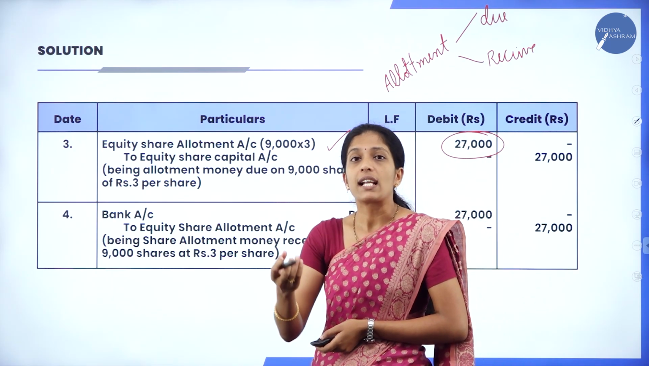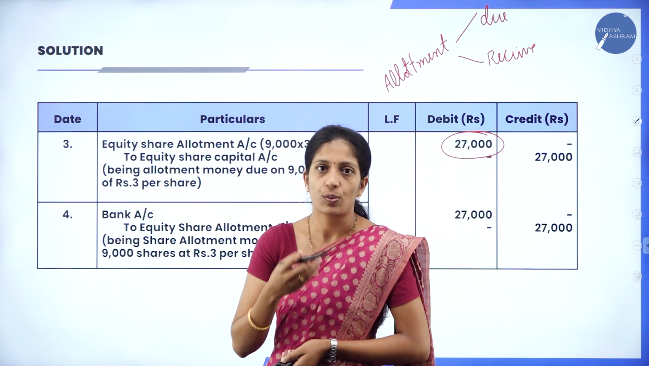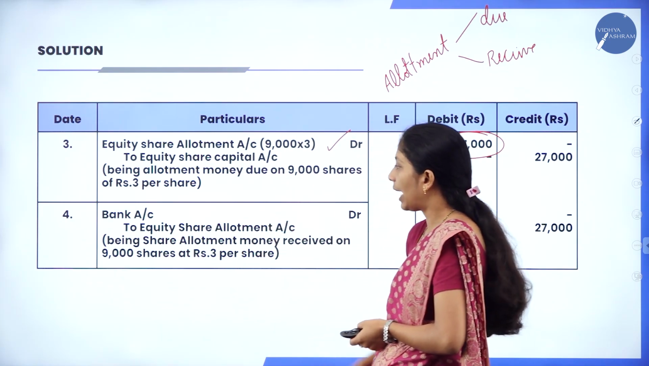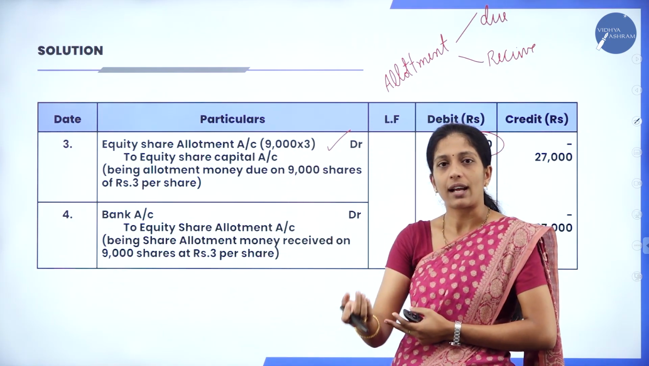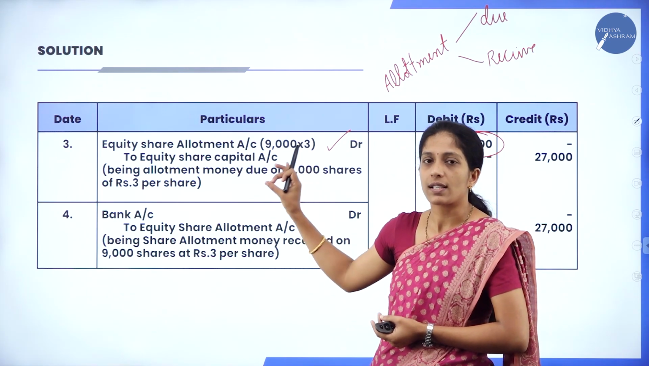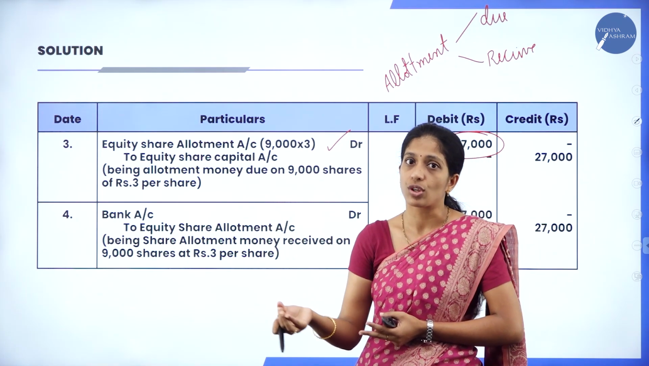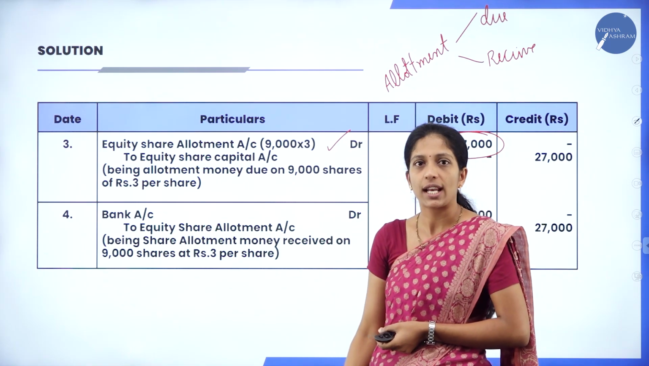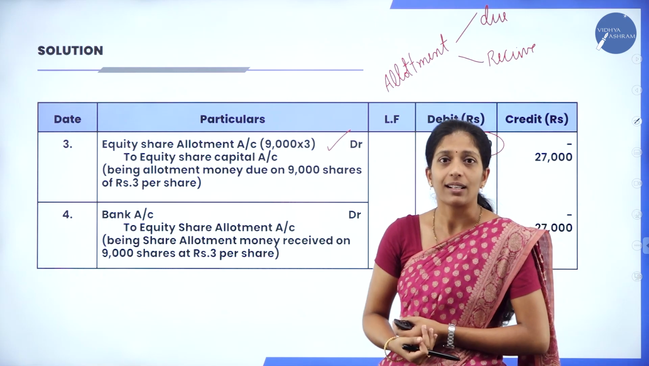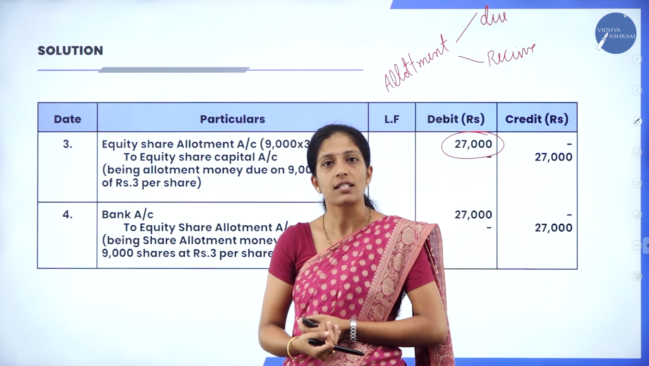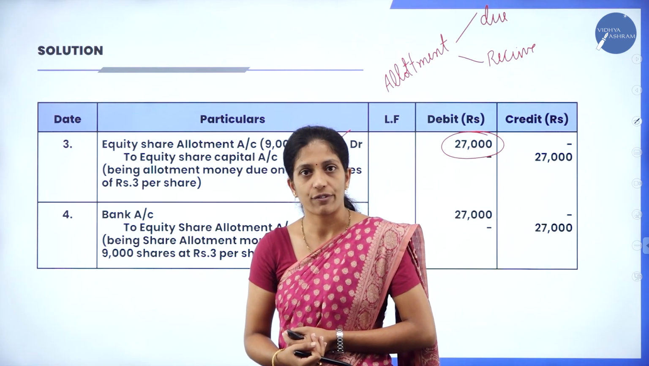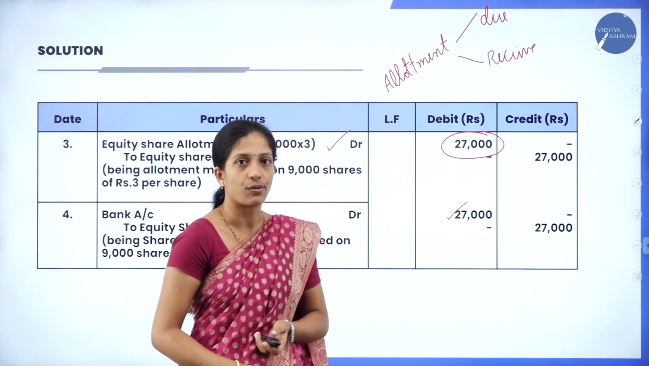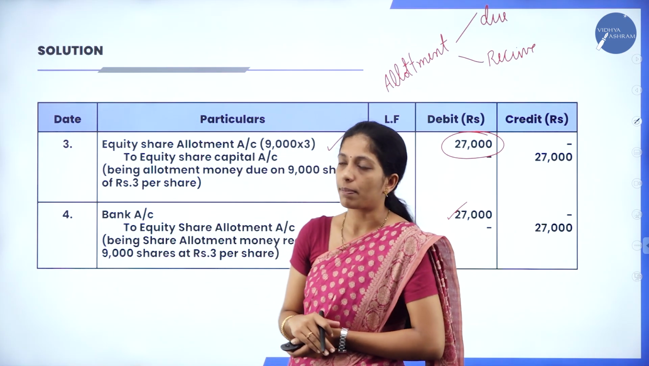Next entry is for what? Receiving of allotment money. What is the entry? Bank account debit to equity share allotment account. Same value, so actual value they have received. What was the due value? 27,000. So, they have received the full value. How can you write the narration? Being allotment money received on 9,000 shares at rupees 3 each, and the amount will be same, 27,000. So, this is about your allotment stage.